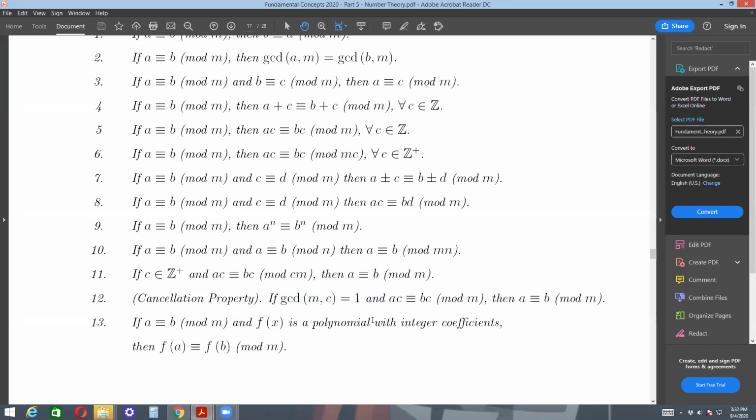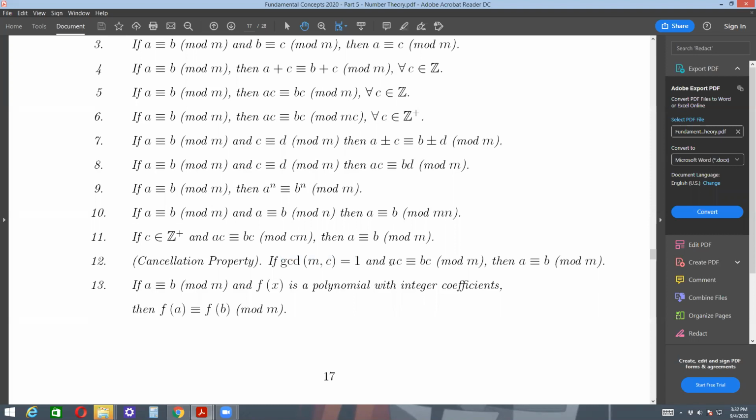So, what do I have here? Right, so GCD of M and C is 1 and AC is congruent to BC mod M. I can only cancel this C here if C doesn't have any common factors with M. Right, and then I get A is congruent to B mod M.